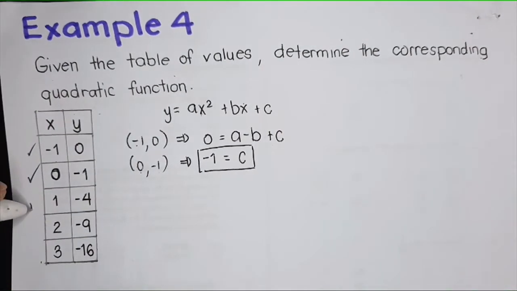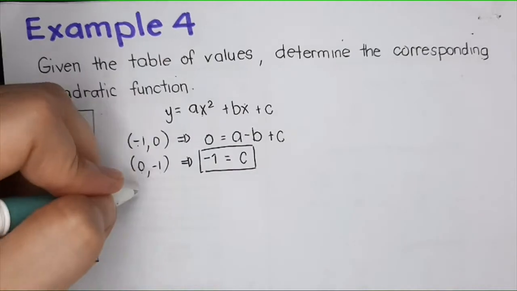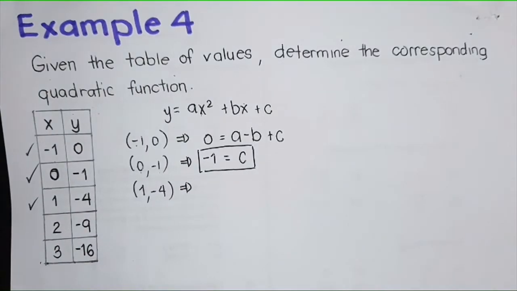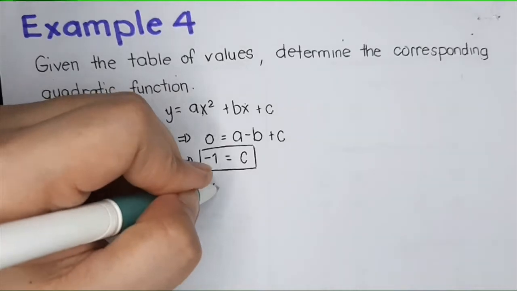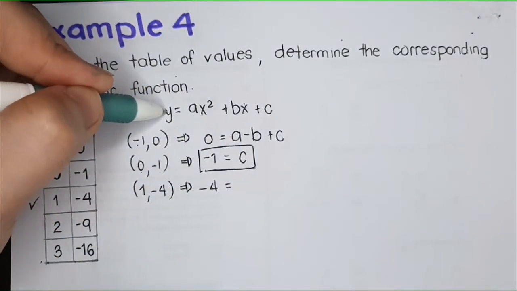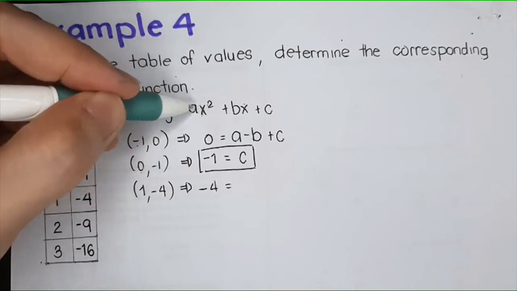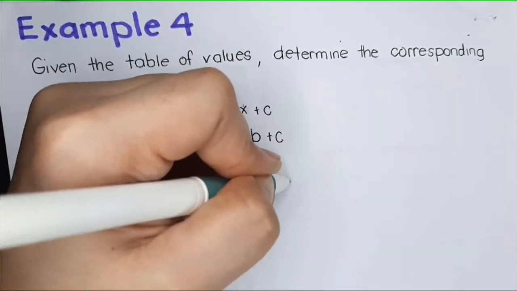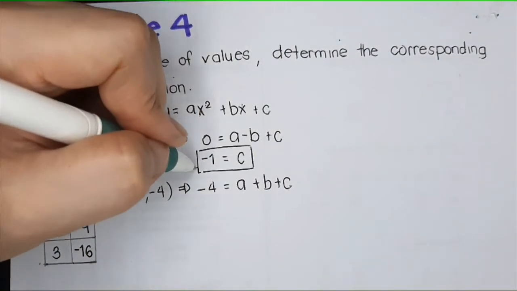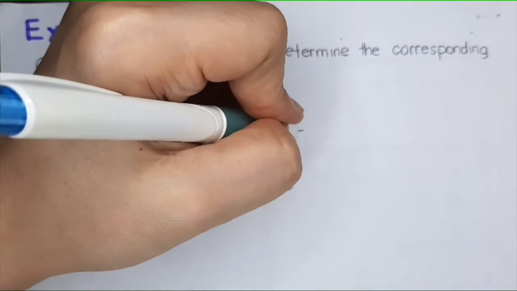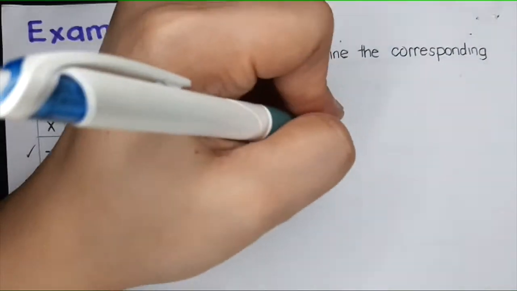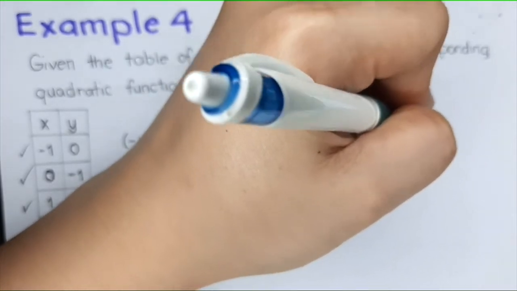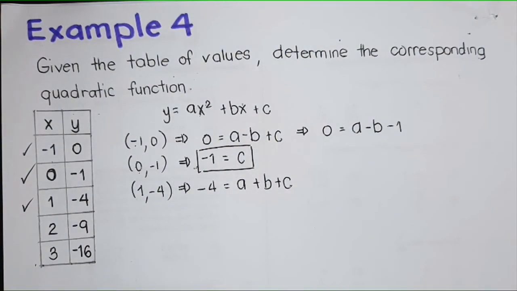Okay, let's try another point. 1, negative 4. Okay, so what do you get? Negative 4 equals, so here, okay, and then x is 1. 1 squared, it's 1. 1 times a, you'll get a. Plus b times 1, you'll get b. Plus c. Okay, so now with c equals negative 1, itong una nating equation, the first equation becomes 0 equals a minus b minus 1. Kasi yung c natin is equal to negative 1.